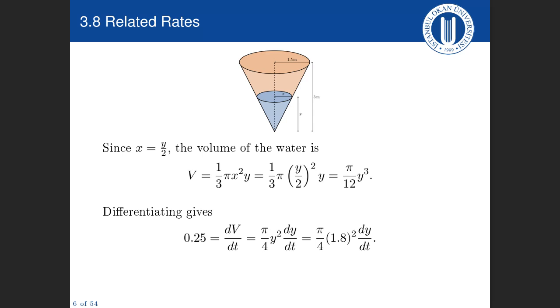We know that dV/dt is 0.25. The question told us that, and the question told us that y is 1.8 meters. So all we need to do is rearrange this equation to find the value of dy/dt. I'll leave it for you to check. dy/dt is approximately 0.098 meters per minute. The water is rising at the approximate rate of 0.098 meters per minute.